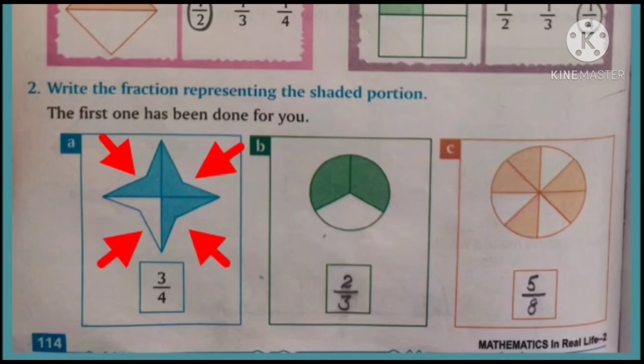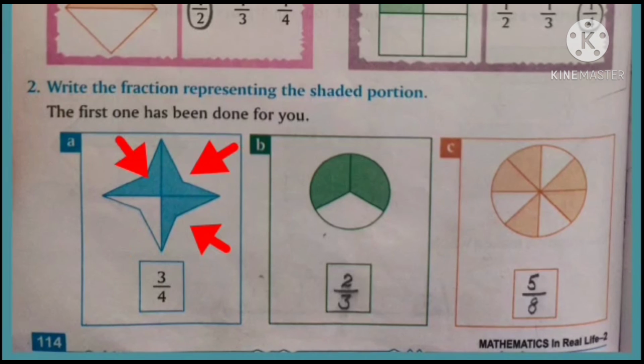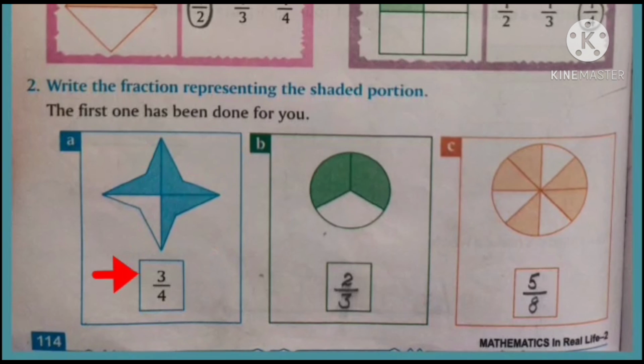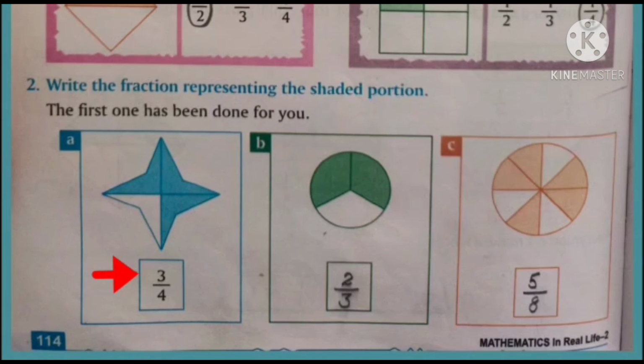There are 4 equal parts of this image and 3 parts are shaded. So numerator is 3 and total parts 4.